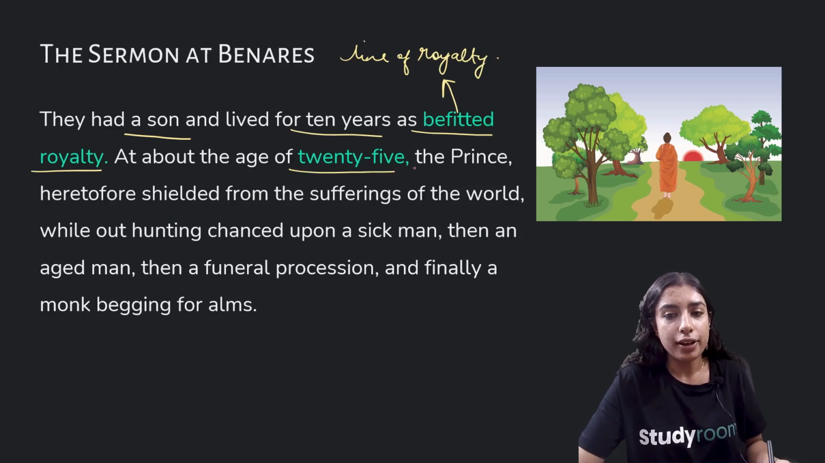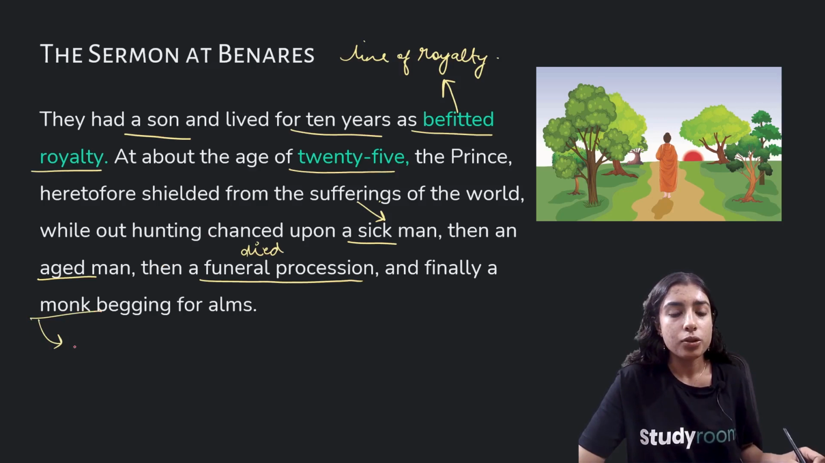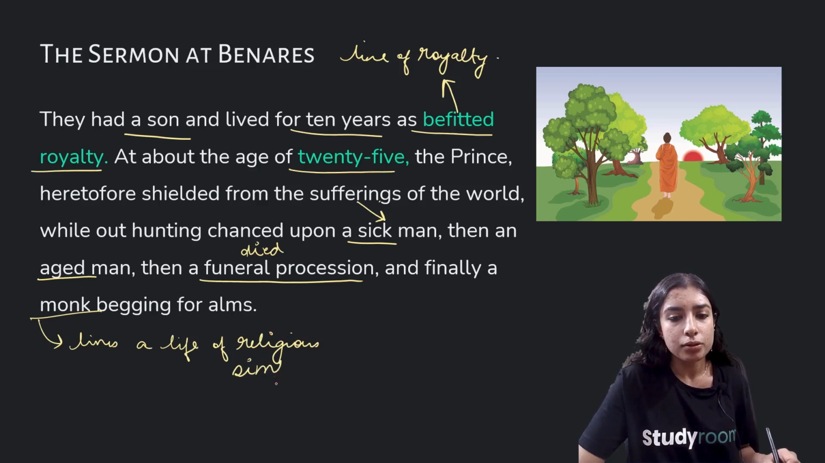However, at the age of around 25, the prince realized the grave sufferings that existed in the world. Sufferings like that of somebody who is sick, of somebody who is aging, and somebody who just died. Upon realizing all of these sufferings, Buddha was extremely moved. And at that point of time, he realized that this is not exactly the life that he wants to live. Along with this, he also came across a monk, that is, a person who lives a life of religious simplicity, begging for alms. Alms as a word refers to donations.